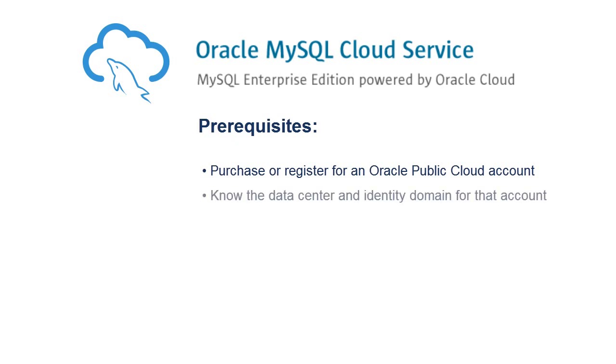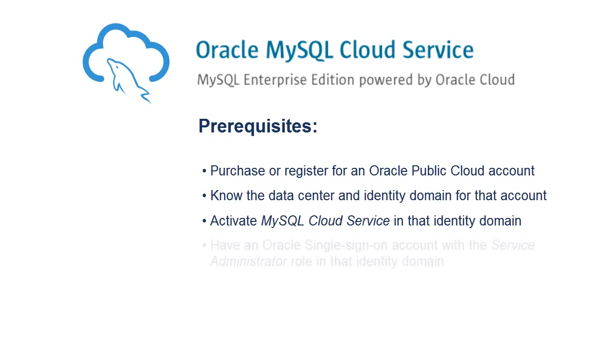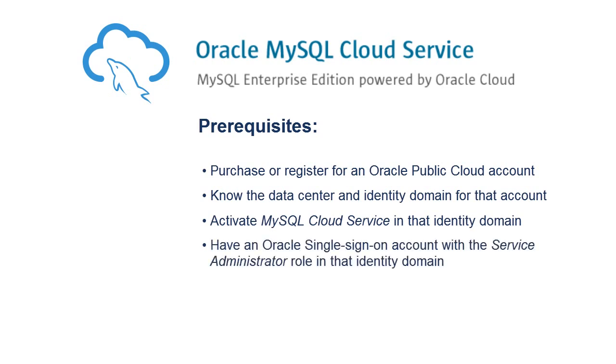And you must know the name of an identity domain associated with that account and the data center associated with the identity domain. The identity domain must have the MySQL Cloud Service activated. You'll need the Service Administrator role so that you can create and administer instances. This is associated with your Oracle Single Sign-On login, tied to your email address.